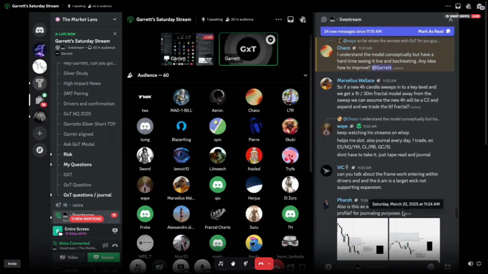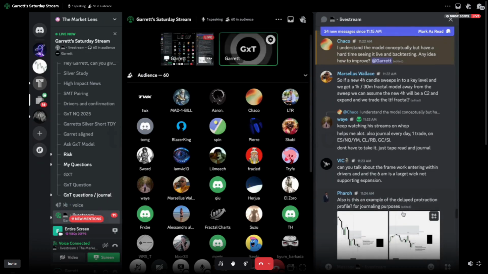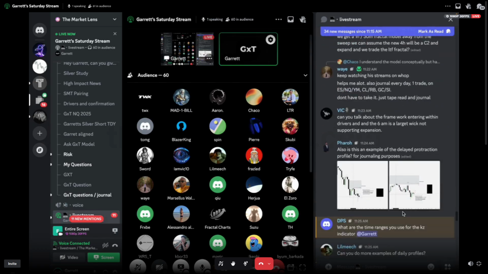Can you talk about the framework entering within drivers and the 6 a.m. candle? Yeah, I've talked about it quite a bit. We're almost at an hour. We've talked about it a couple times, but that's going to be a next week thing, going over profiles pretty in depth and how to put it all together. Next week's stream is probably going to be the stream that helps you guys out a lot.